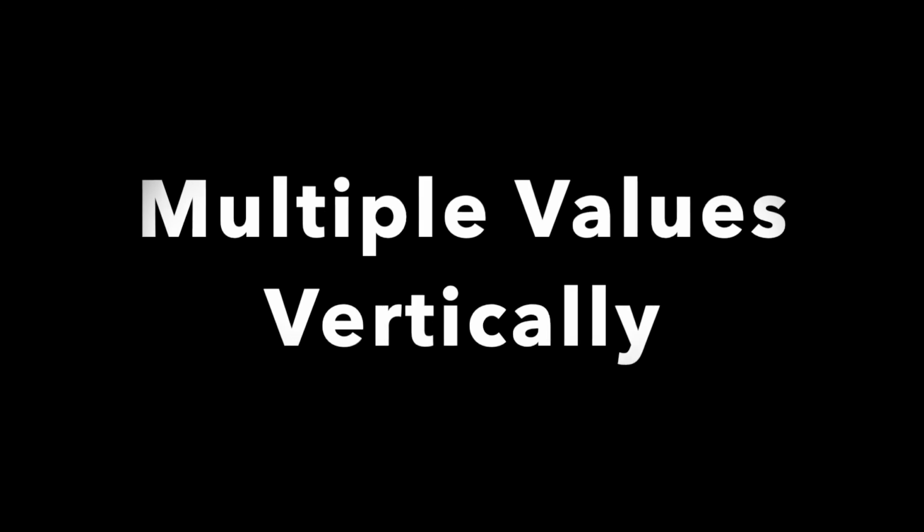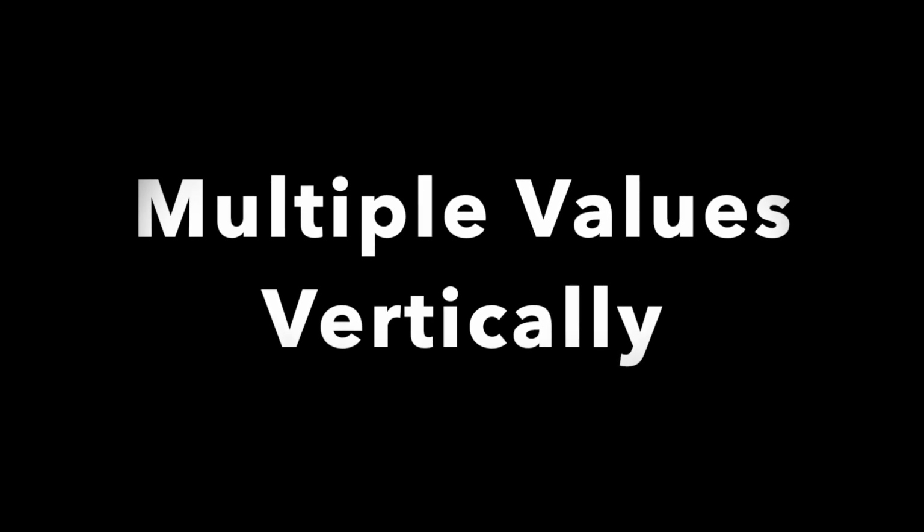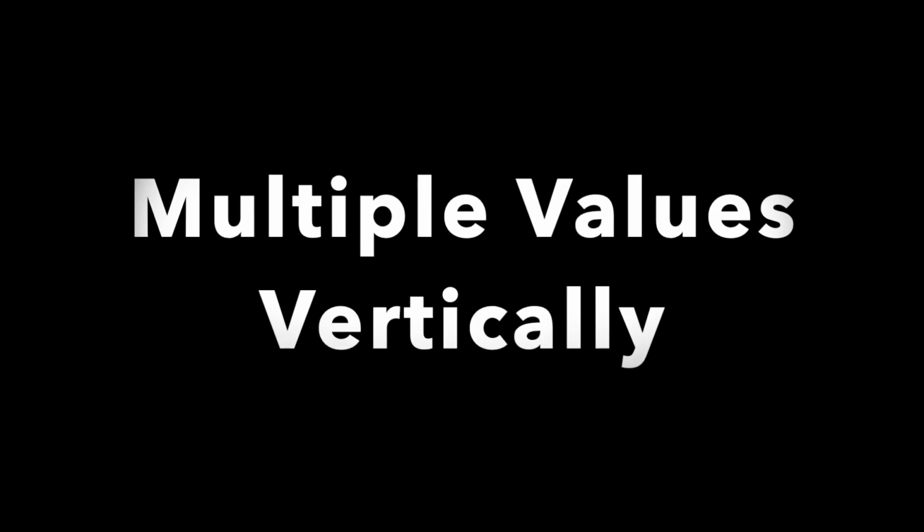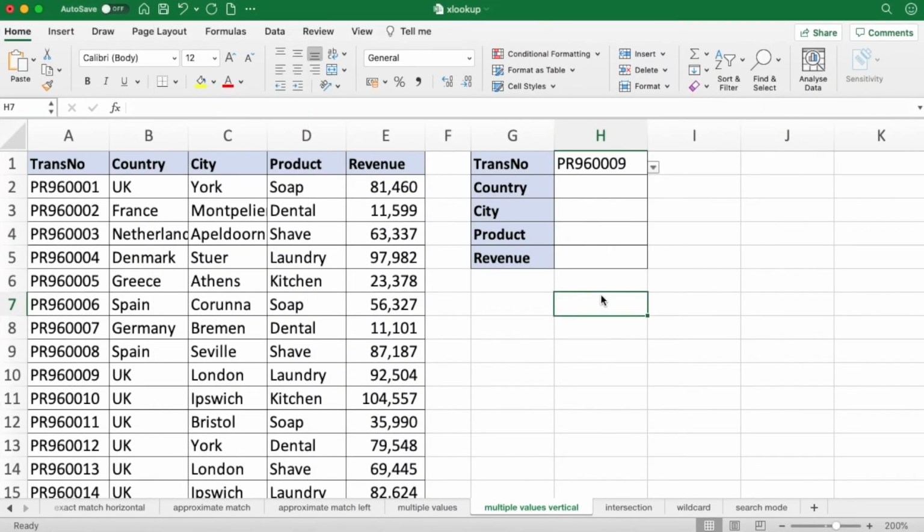In the last example, the results were returned from the table and displayed reading across, the same as they are in the table. Let's see how to return the results vertically. You'll see that I've got the headings reading down. And I want the lookup results in the next column.